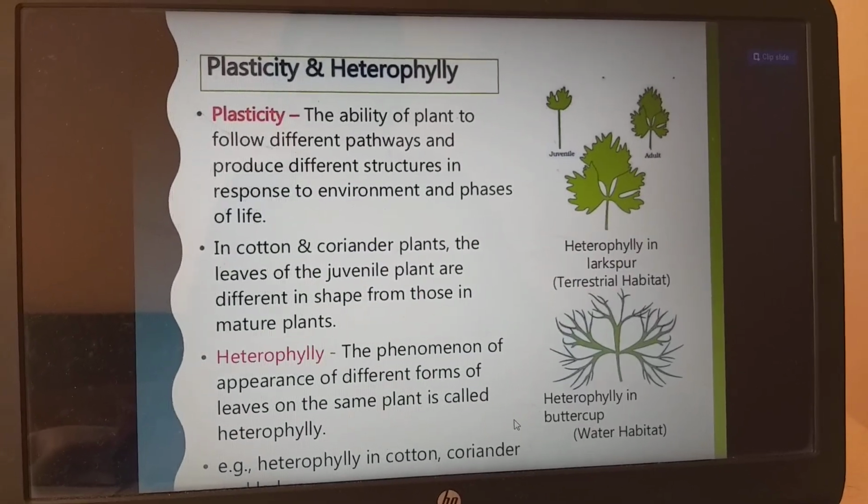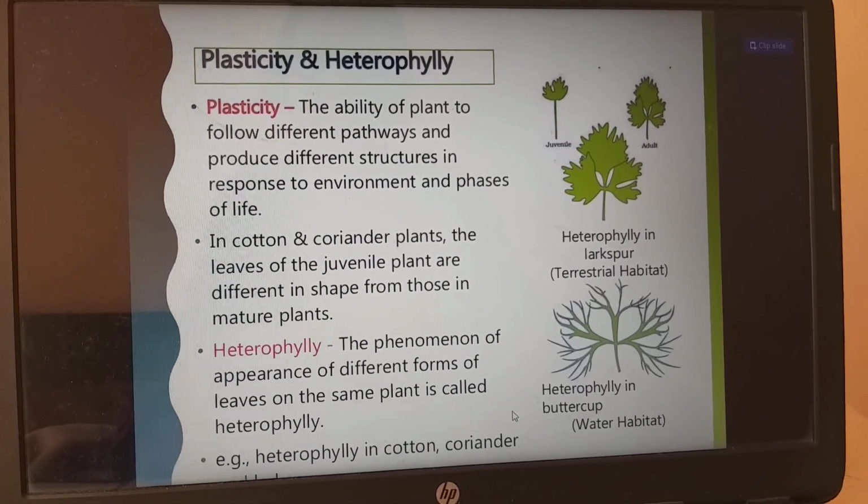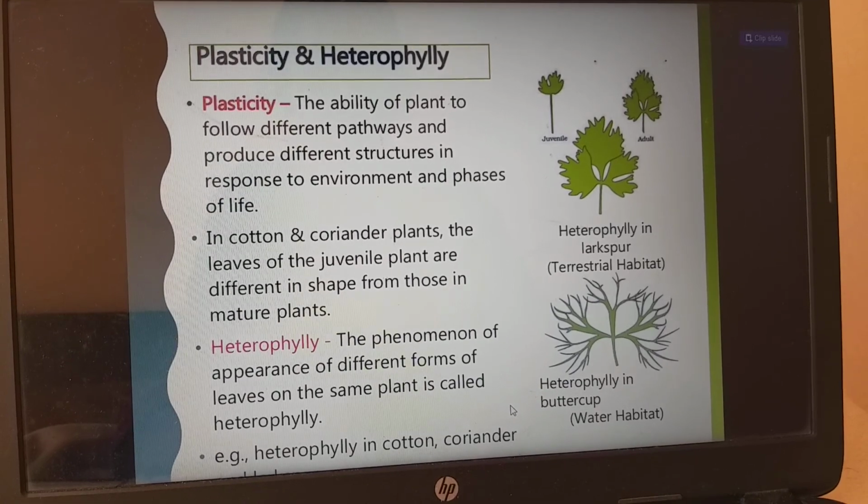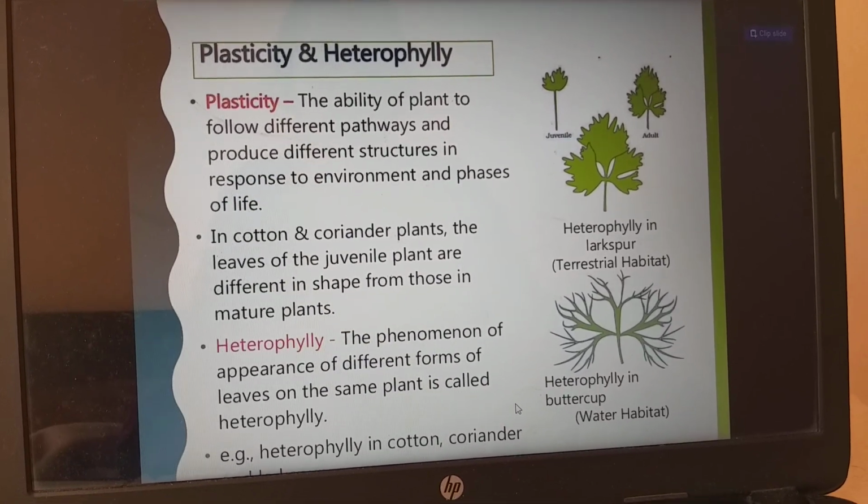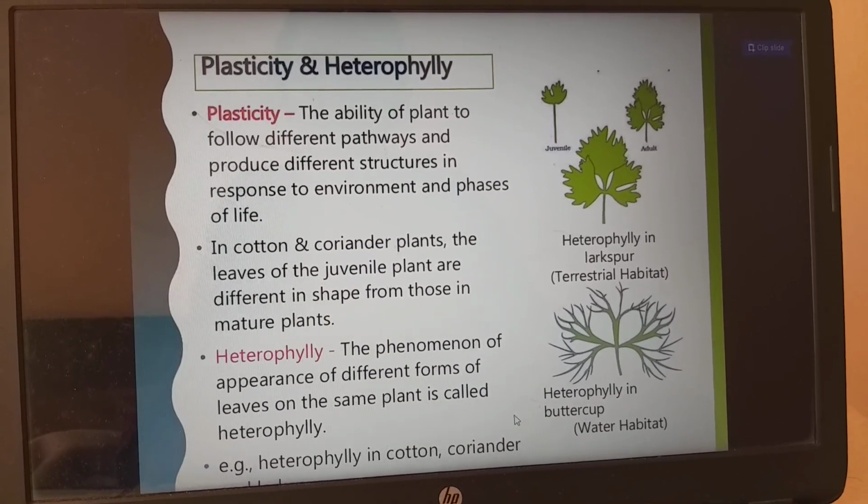And next, heterophylly, the phenomenon of appearance of different forms of leaves on the same plant. We call it heterophylly. Heterophylly in cotton and coriander is common.